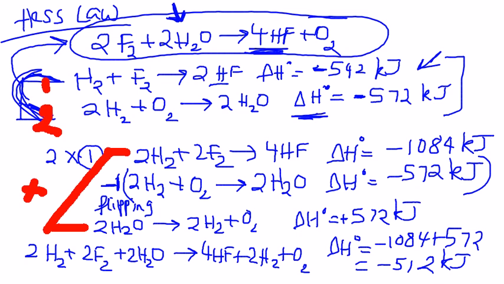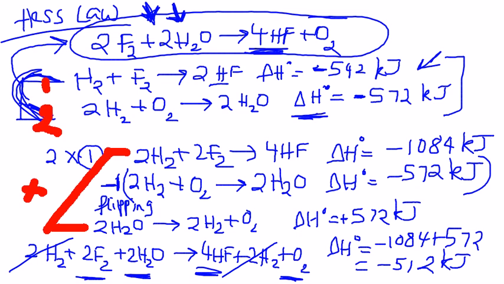On the reactant part, the chemical part, the 2H2 cancels off from both the sides, and you're left with 2F2 plus 2H2O gives you 4HF plus oxygen. Is that not what the first reaction was? That was the given reaction.